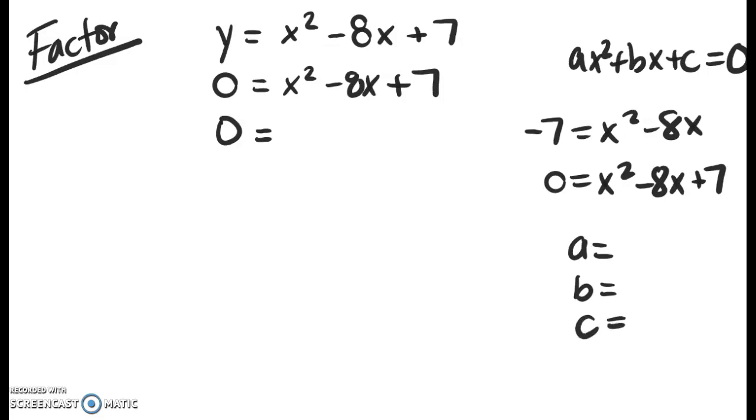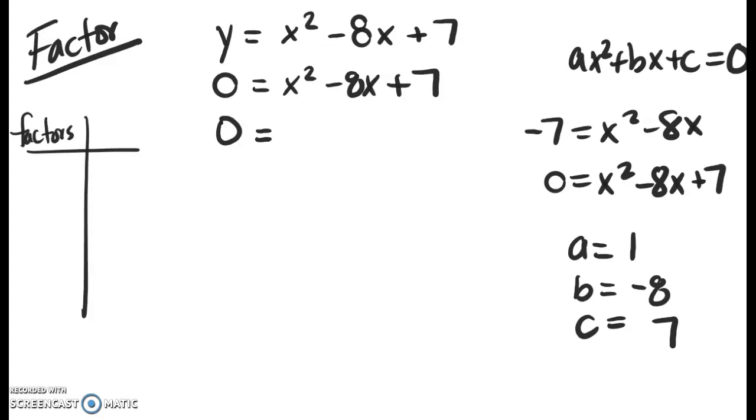A is the coefficient on the x squared, so here it's 1. B is the coefficient on the x, so -8. And c is the constant by itself. So when you are factoring, you are looking for factors of c that sum to b. And I'm going to specify, this is if a is equal to 1. So we want factors of, in our case, 7 that add to -8.